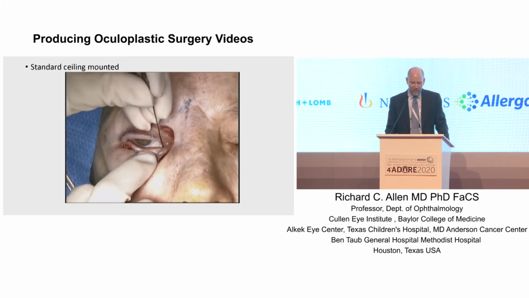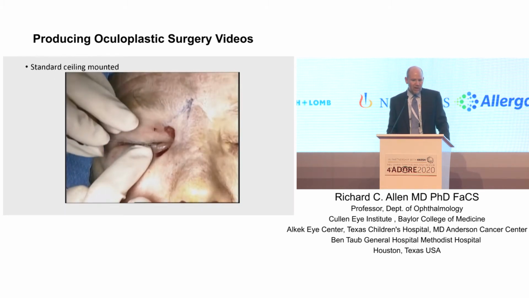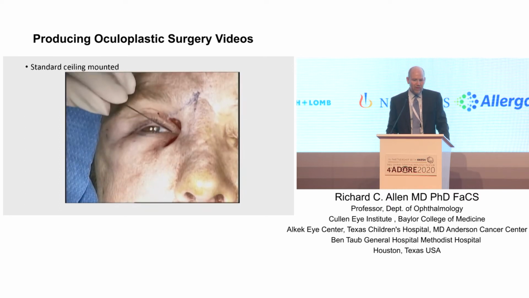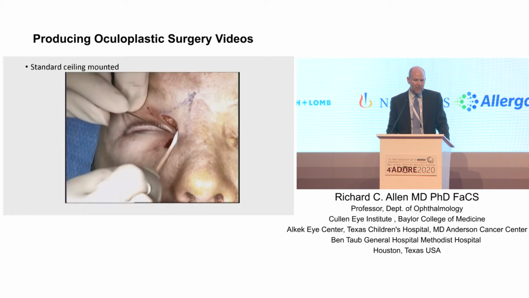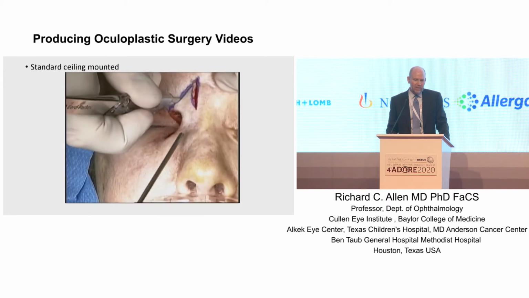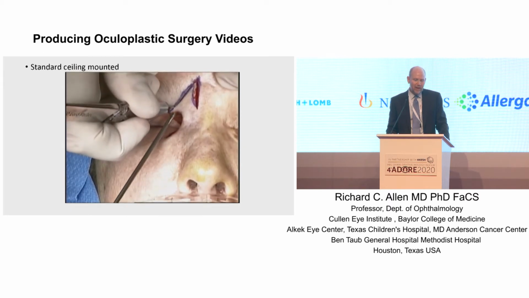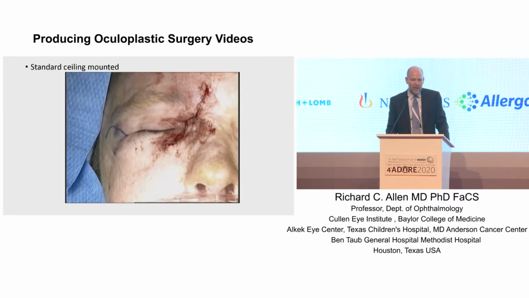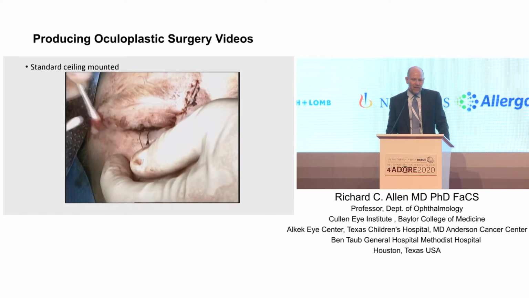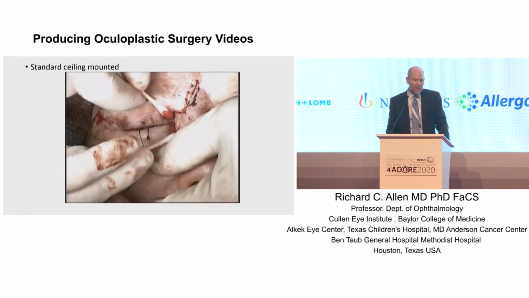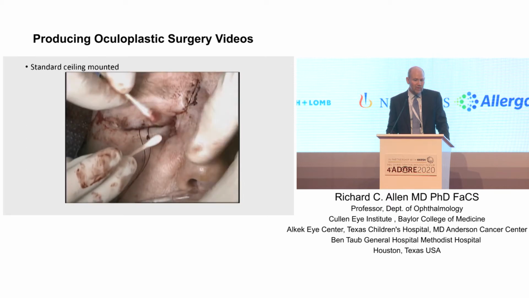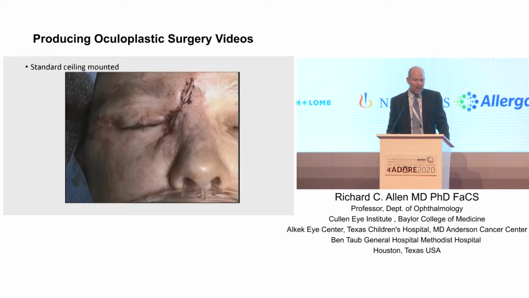So this is just an example of a standard ceiling mounted camera. This is for a medial canthal defect. I'm checking the lacrimal system here. What you can see here is that the nice thing is that a ceiling mounted camera does not move, but you need to have things centered and you need to keep your hands out of the way and keep your head out of the way, because those are some of the problems in using standard ceiling mounted cameras.